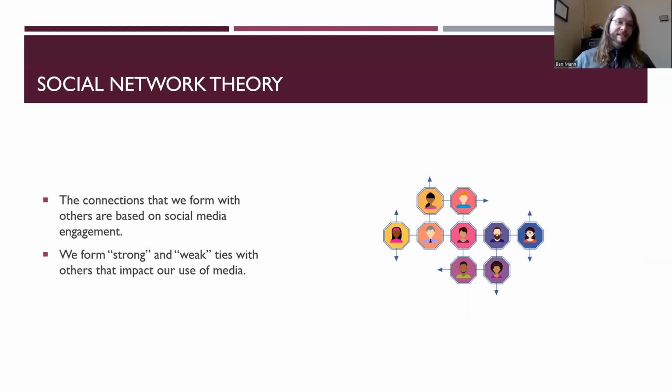Think about it like putting the pieces together. And we form strong and weak ties with others that are impacting our use of media. For example, maybe you have a friend or a close family member who you regularly engage with using media, which forms a strong tie within your social network.